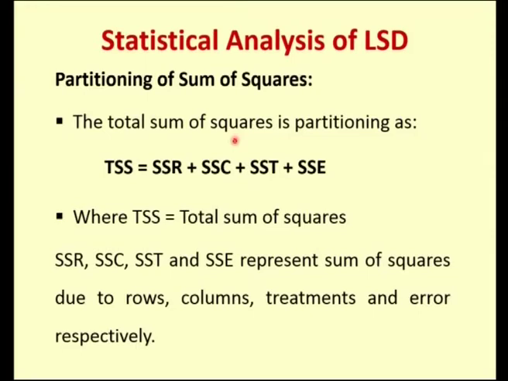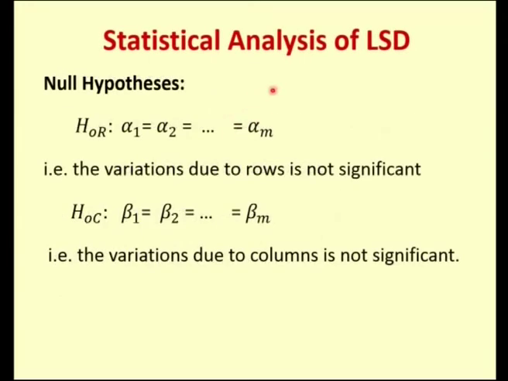And the total variation in the present data, that is the total sum of squares, is partitioned as: total sum of squares is equal to the sum of squares due to rows, plus the sum of squares due to columns, plus the sum of squares due to treatments, plus the sum of squares due to errors. And to carry out the analysis, we frame the null hypothesis against a set of alternative hypotheses. Here we have 3 null hypotheses, one each for rows, columns and treatments.